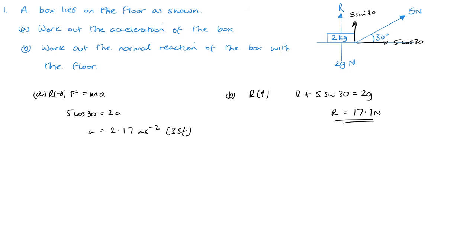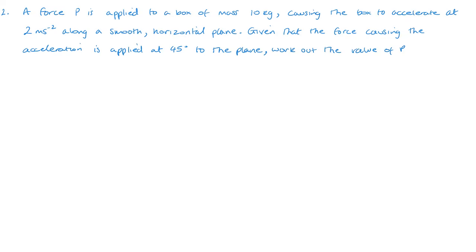Nice and easy warm-up question there. Let's jump into number 2. So we've got a force P applied to a box of 10 kilograms, causing the box to accelerate at 2 meters per second along a smooth horizontal plane.